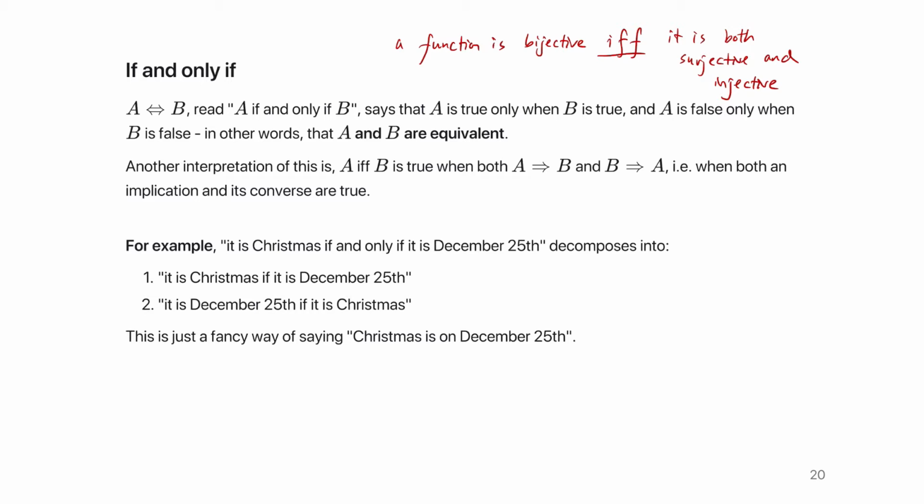So A if and only if B says that A is true only when B is true, and A is false only when B is false. Okay? So really what this is saying is that A and B are the same proposition, the same statement, right? And we see that. The statement, a function is a bijection, is the exact same statement as a function is both surjective and injective. They mean the exact same thing. One implies the other and vice versa. And so another way of thinking about this is A if and only if B is true when both an implication and the converse are true.